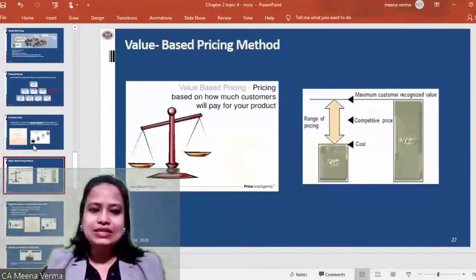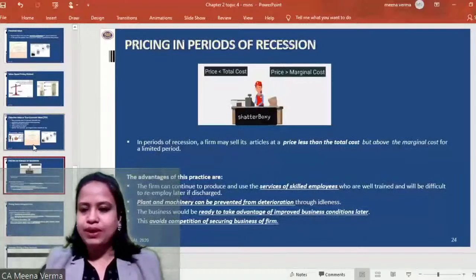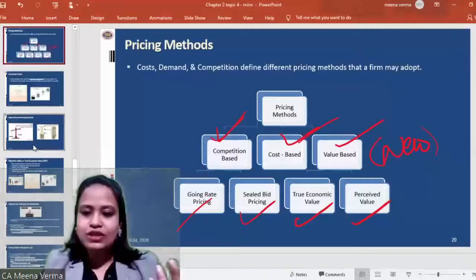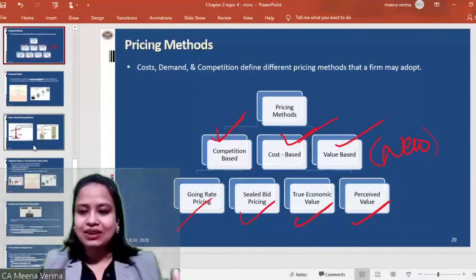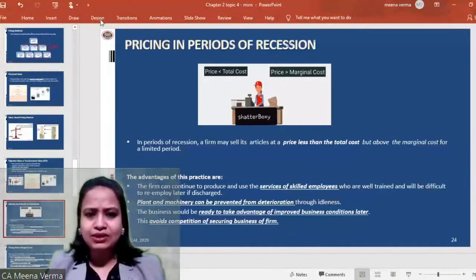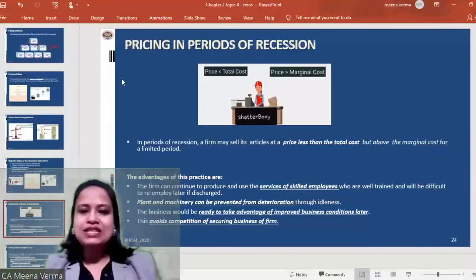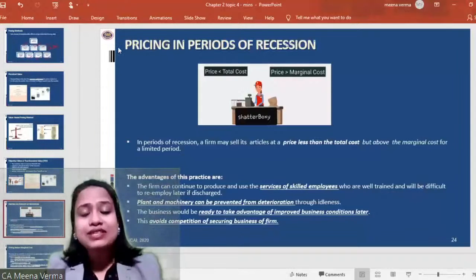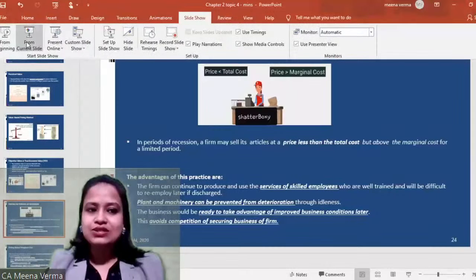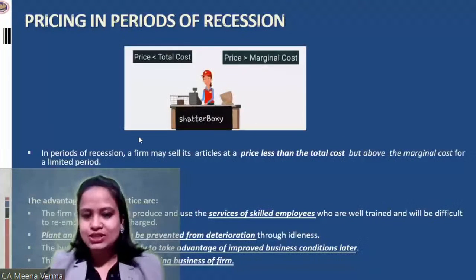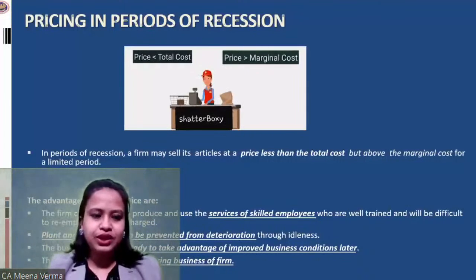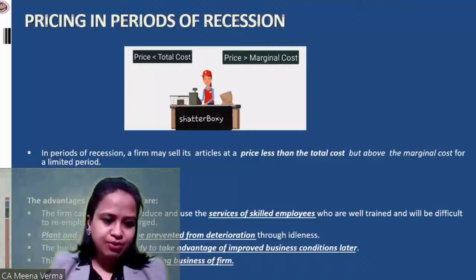Now let us consider the next topic. Here you can see the different methods of pricing. Now let us consider the next pricing method, and this is the pricing method in case there is a recession in the market. You know the recession. If there is recession in the market, in such case, what pricing strategy will you follow?